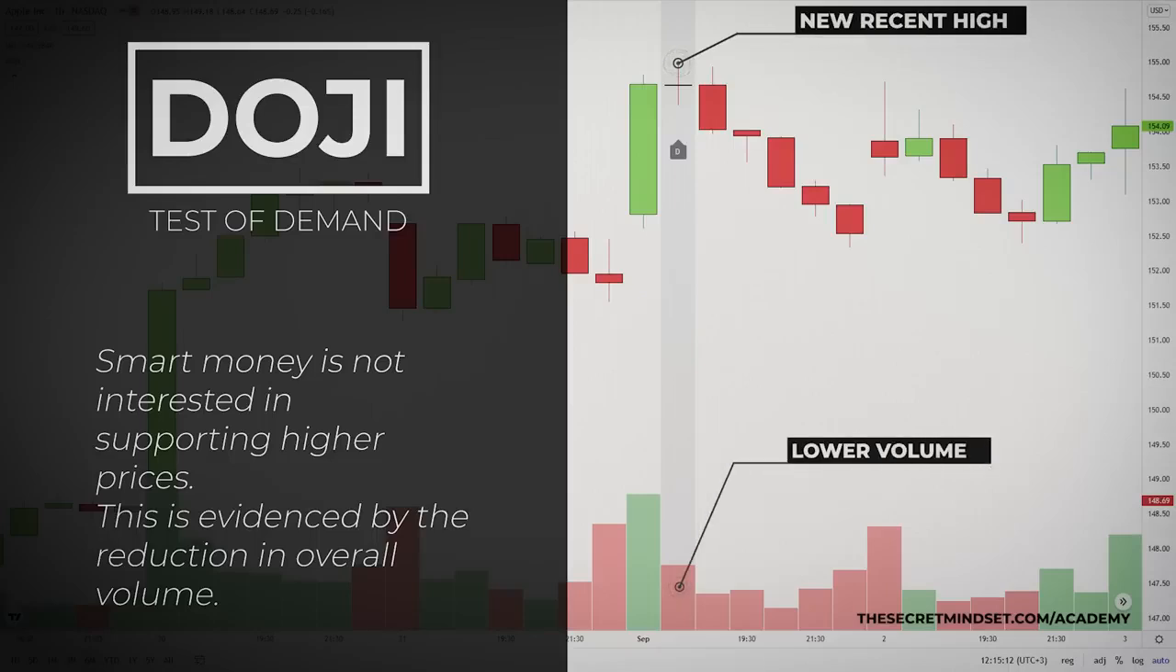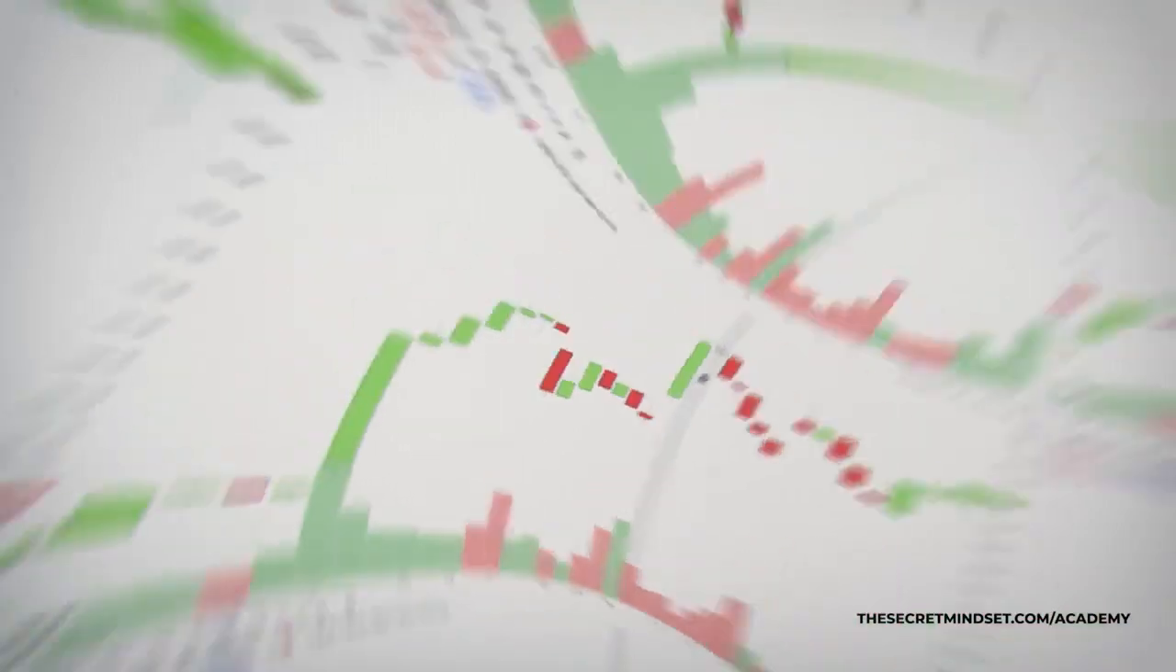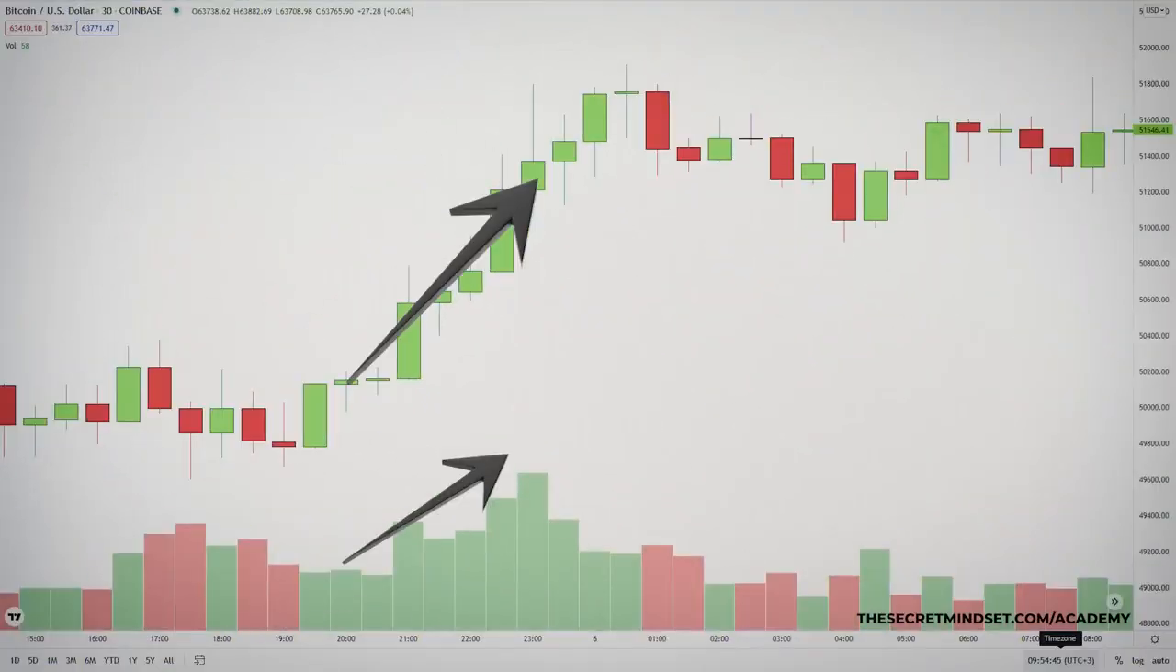If the smart money is not interested in higher prices, you as a retail trader can take this knowledge and refrain from buying at market tops. Instead, you will establish a short trade into the path of least resistance. Here's an example on Bitcoin.